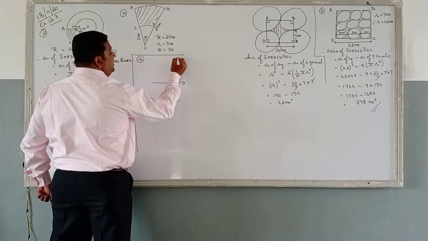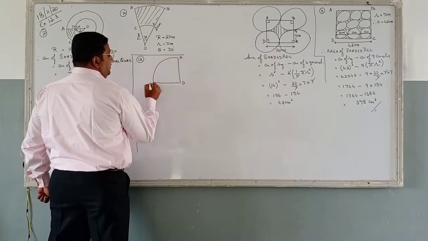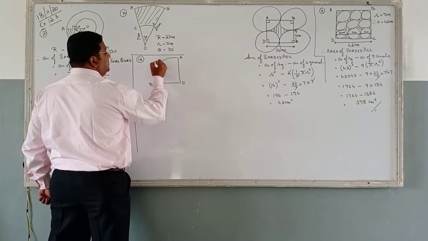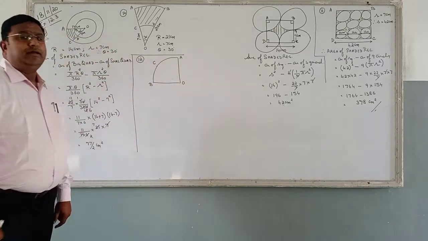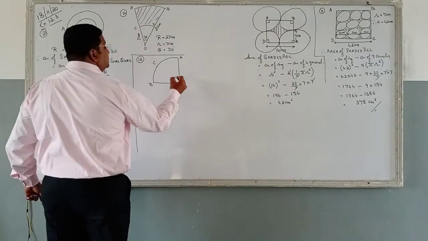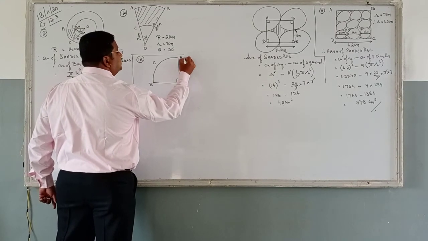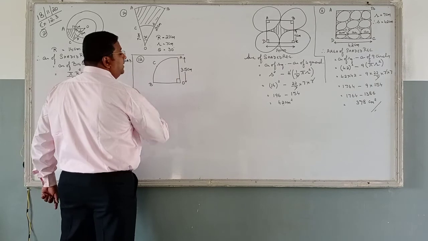O, this is a quadrant. A, this is B, and this is C. Right? It is a quadrant. It is clearly mentioning that it is a quadrant of radii 3.5 centimeter. This is a quadrant, and the radii is 3.5 centimeters. So that means this is the radii.